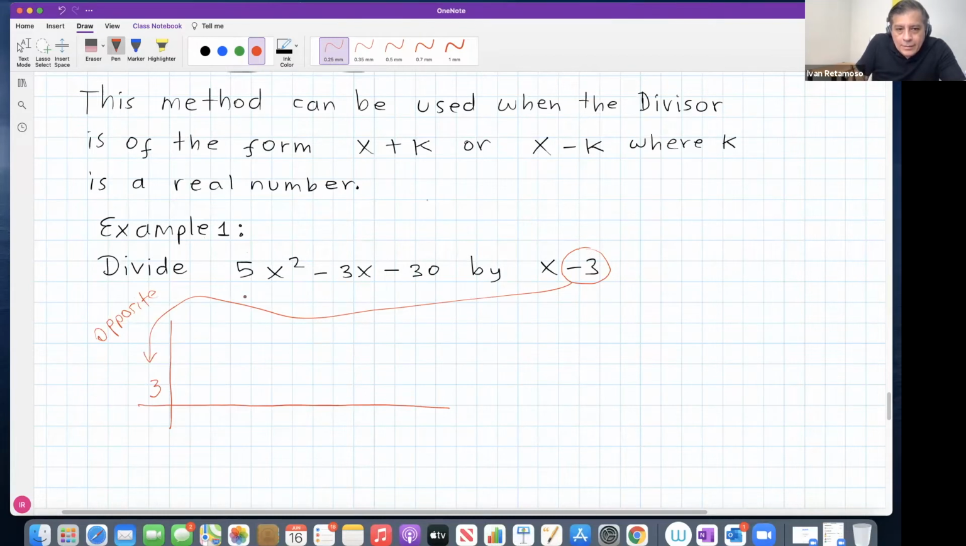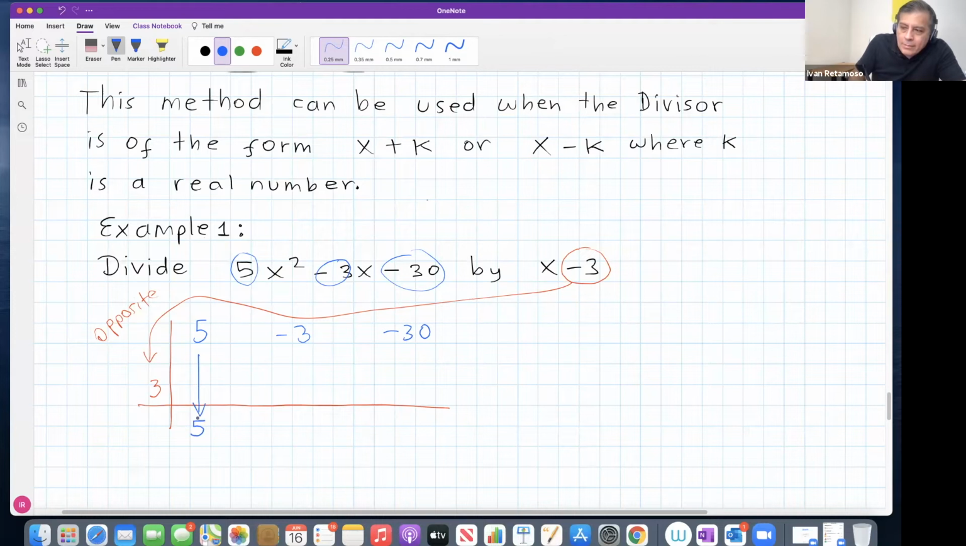And over here, you're going to write just the coefficients, right? Pick up the coefficient. 5 here. -3 here. -30 here, right? This method works with just the numerical part of the polynomials, the coefficients. It does not work with the variable part. It's simpler. Now, next step, guys, you're gonna bring this down. Whatever this number is, the first coefficient, the leading coefficient comes as it is here, 5.